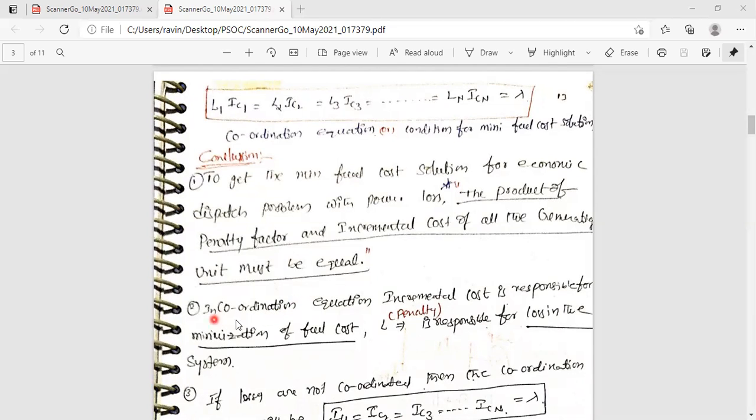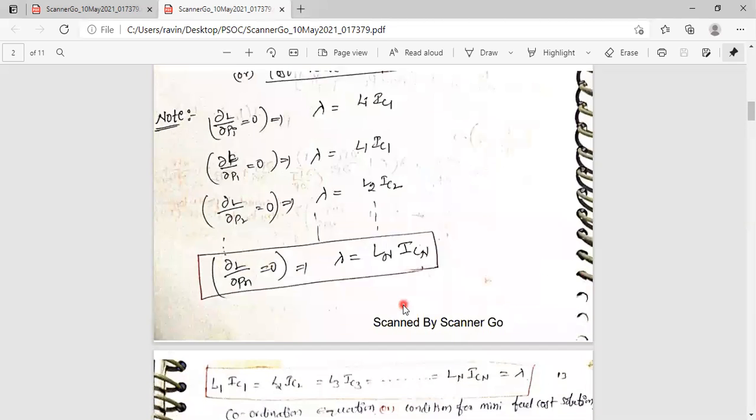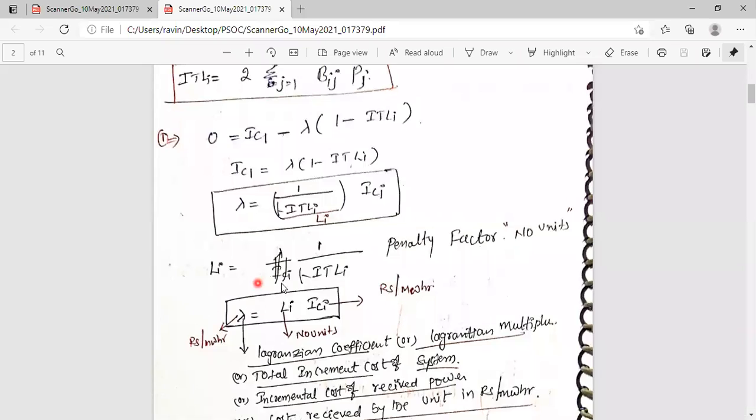The second conclusion is that in the coordination equation, incremental cost is responsible for the minimization of the fuel cost. The penalty factor is responsible for the losses in the system. Because of that, what is the penalty factor formula? The penalty factor formula is penalty factor Li.